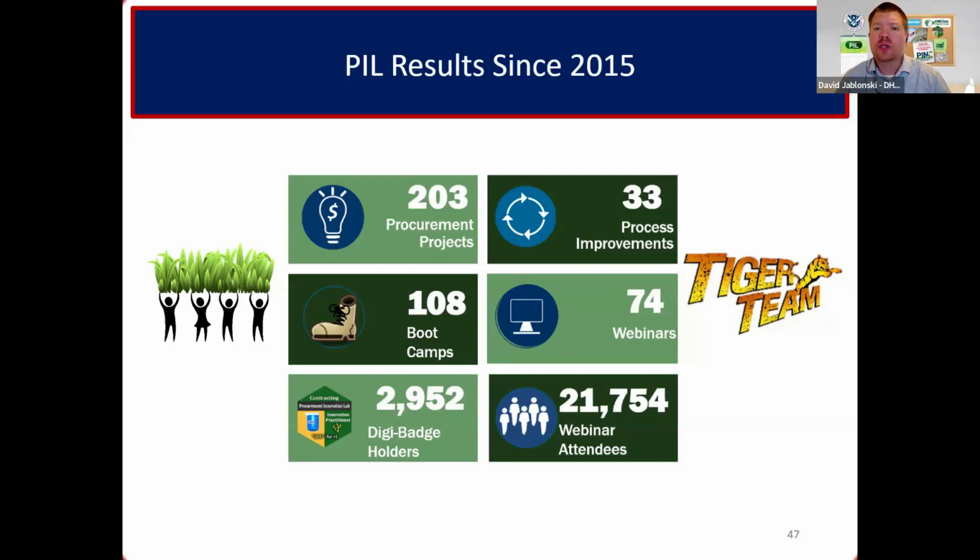Our team has coached 203 procurement projects, and this is recent as well. This captures all the awards. We're coaching at least 30 to 40 teams right now. 108 PIL boot camps, which are the trainings we do on procurement innovation techniques within DHS. Almost 3,000 DigiBadge holders, a micro training credential for procurement innovation, where as people learn different concepts and try techniques, they can qualify for it. So that's internal DHS; they can get Digi badges to recognize what they've done.